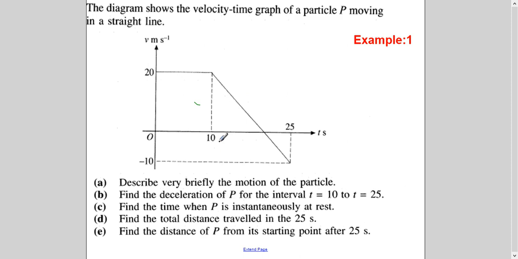Now let's see this question, which will help you to interpret the graph and answer the questions. It has 5 parts here. First part is saying, briefly explain the motion of the particle. And this is a velocity time graph. So I can see for the first 10 seconds, the velocity was constant.